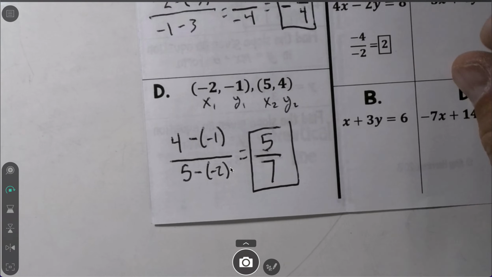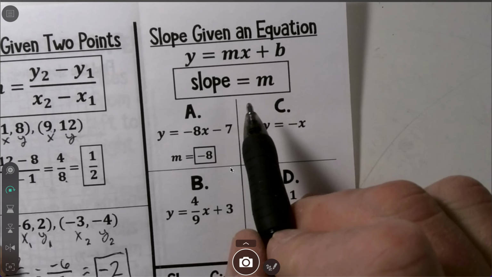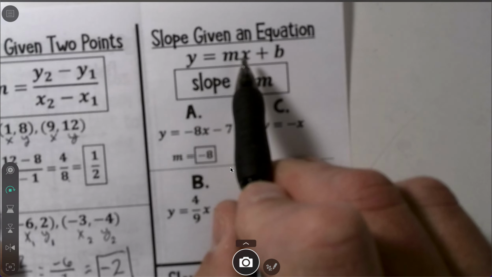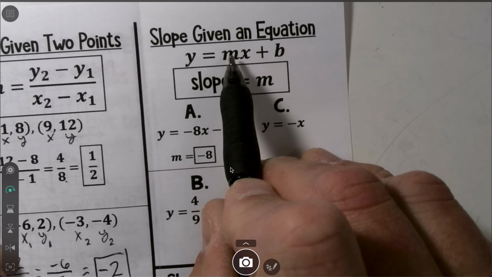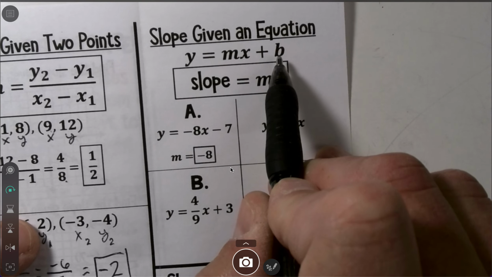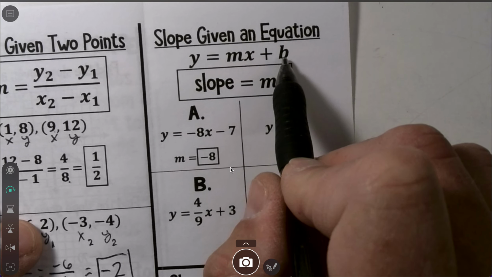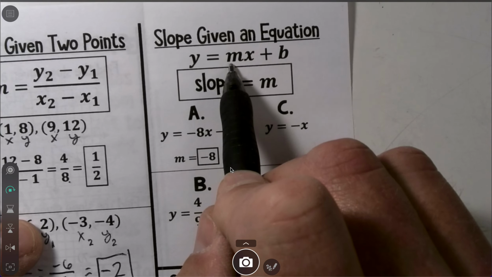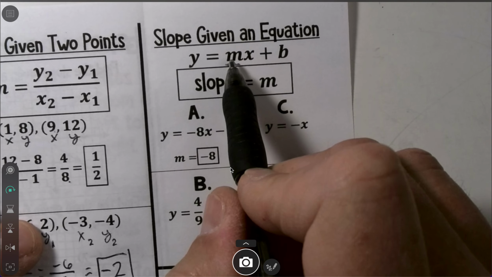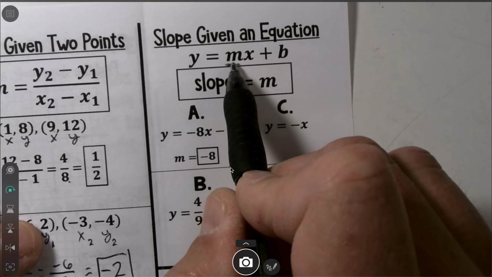Okay? And then this last one, given an equation written in slope-intercept form, and that's what this equation is, y equals mx plus b. M is the slope, and b is the y-intercept of the line. We'll talk more about that later on as we get further into our review. So not today, but later on in the week. So m, that's the letter that stands for slope. So whatever number is in that spot in my equation is my slope.